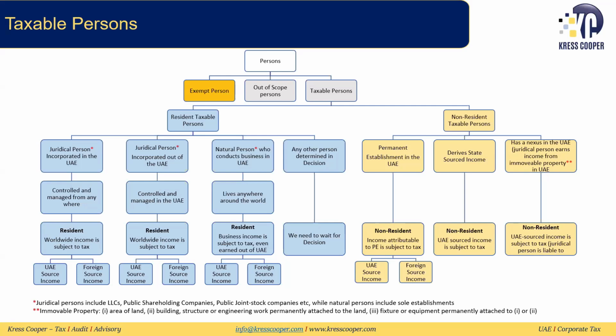So if they are deriving state source income, then the UAE source income will be subject to tax. If they have a nexus in the UAE because of earning income from immovable property in the UAE, then they will also be taxed here in the UAE. So today we are not discussing the taxable person or the out of scope person, but we will be concentrating on those who are exempt persons.